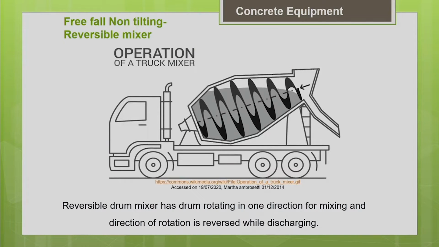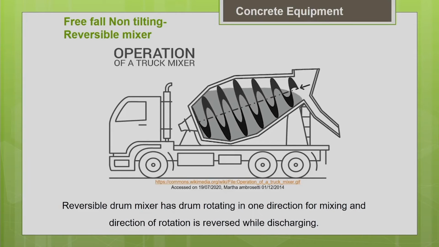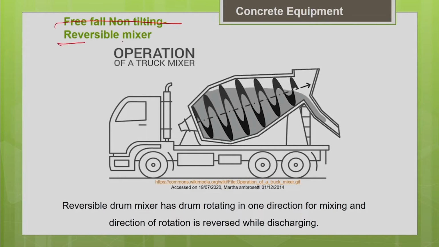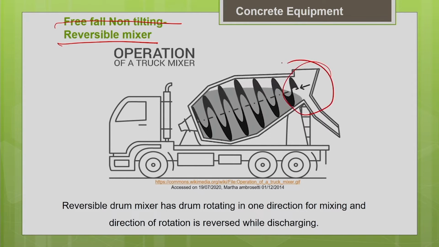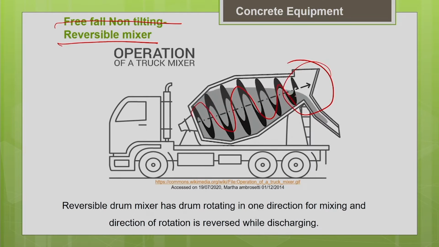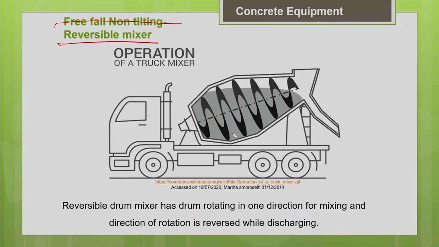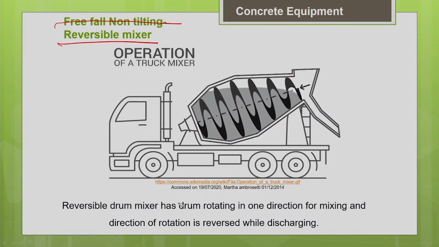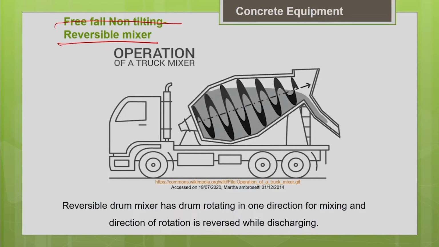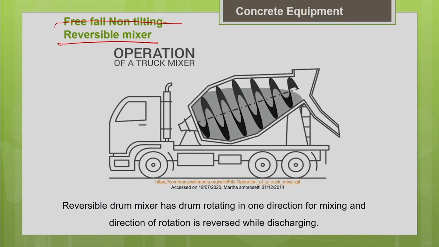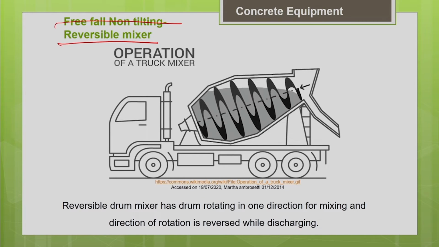Your RMC transit mixer is also an example of a free fall non-tilting reversible mixer. Here also you can see there is only one opening. You have a spiral blade arrangement inside. So when you feed in the material, you have to rotate in one direction. When you want to discharge the concrete out, you have to rotate in the opposite direction.